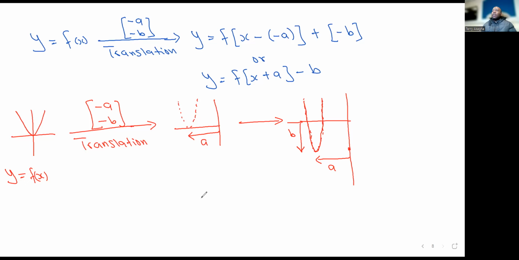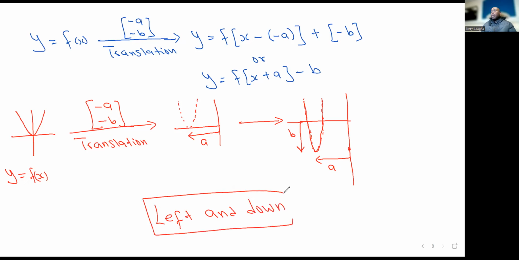So you can now say, when A is minus and B is minus, the graph is going to move to the left and down. The graph will translate to the left and down.